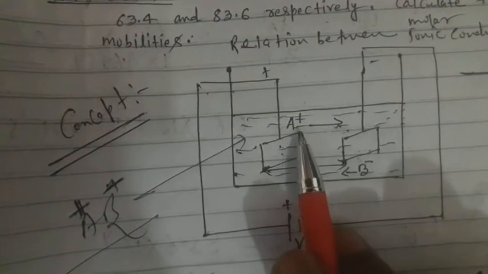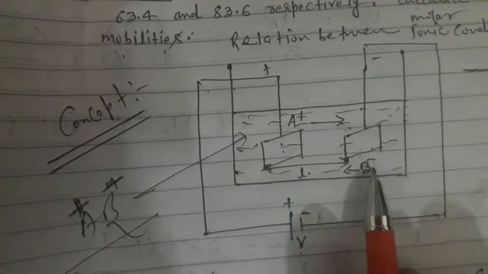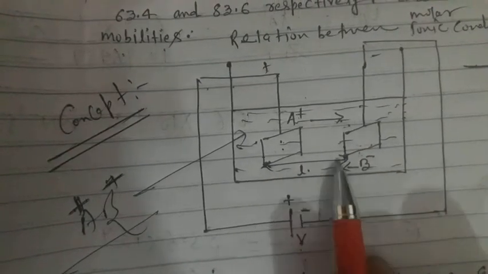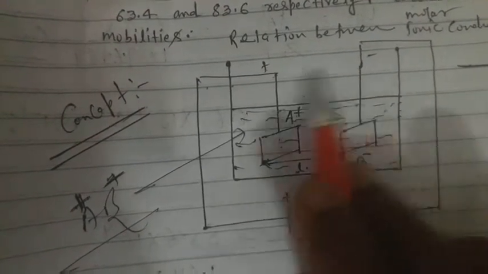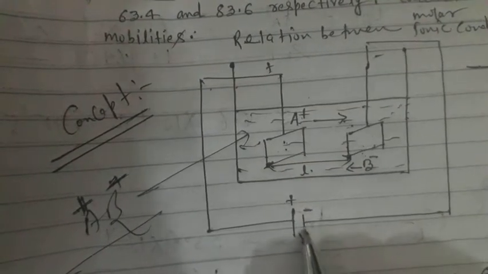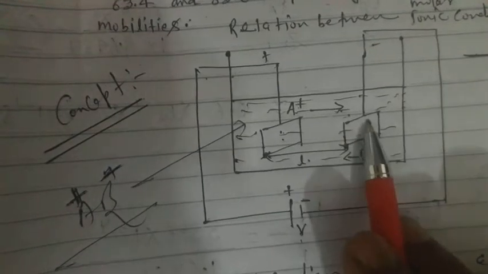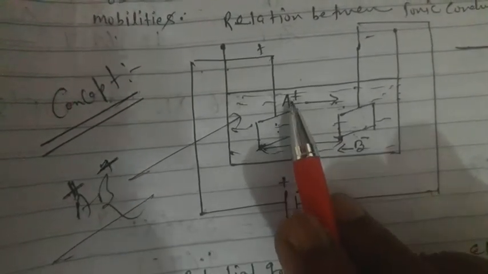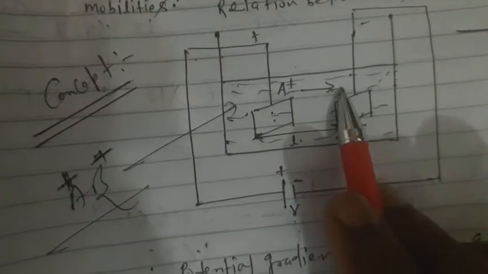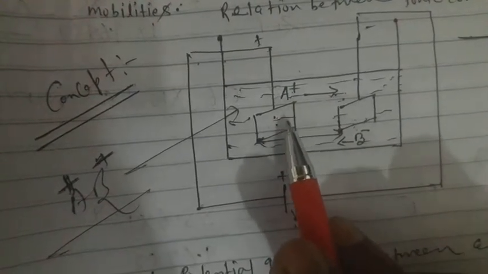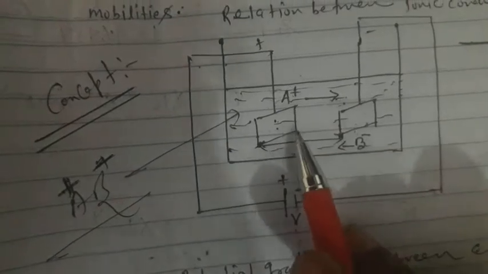Then what is ionic mobility? Here these are electrodes, and this is A plus ion, this is B minus ion. The separation distance between both electrodes is L, and the potential difference between these two electrodes is V. Then ionic mobility is defined as the velocity of ion under unit potential gradient.